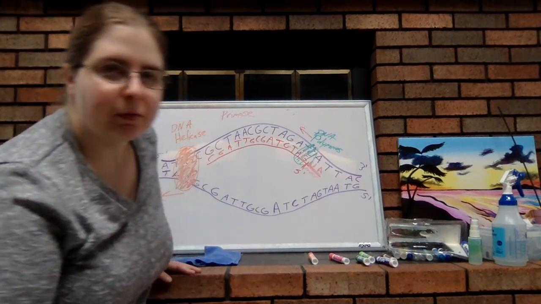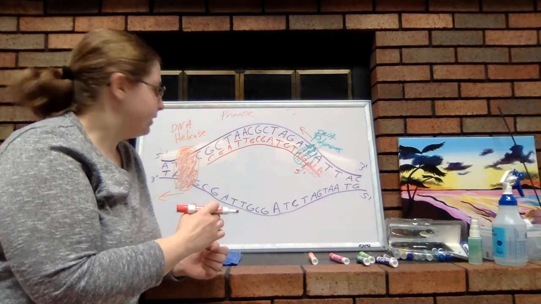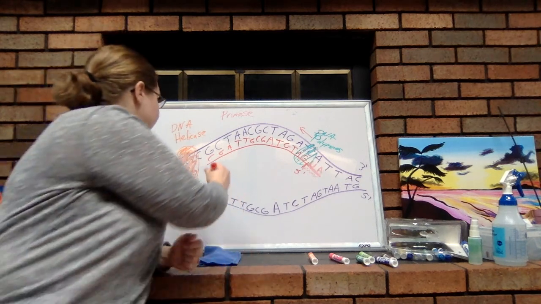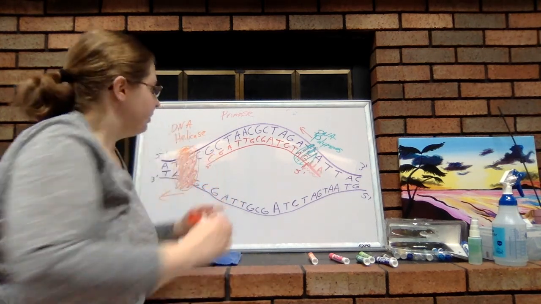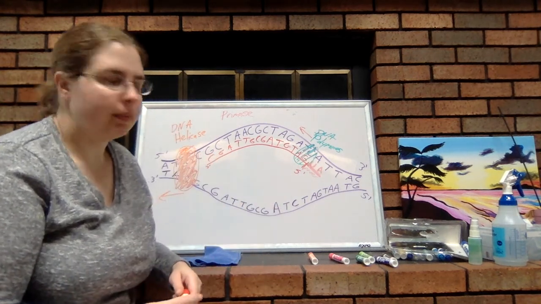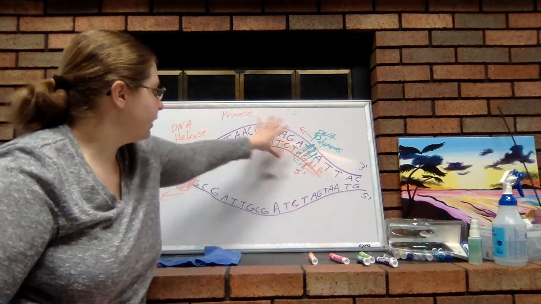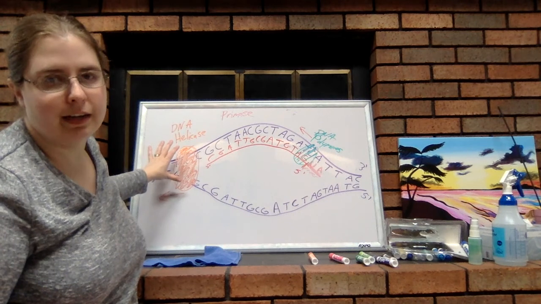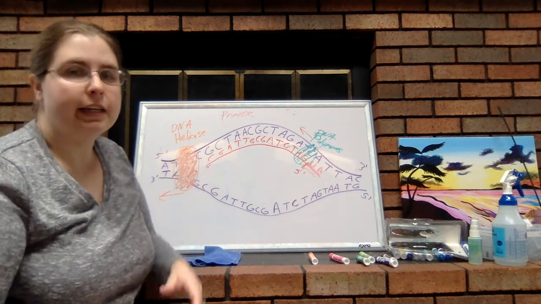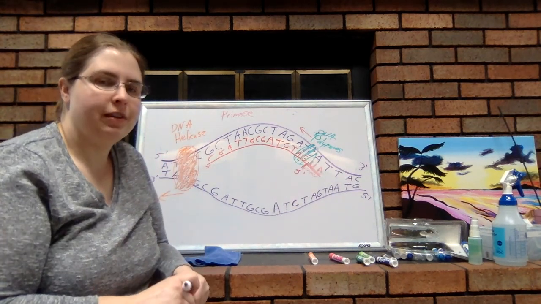So it's just going to keep going right behind the DNA helicase, making this the 3' end because that is the 5' end. Now we call this the leading strand because it can just keep following on and on behind the helicase. So it's just nice and continuous.